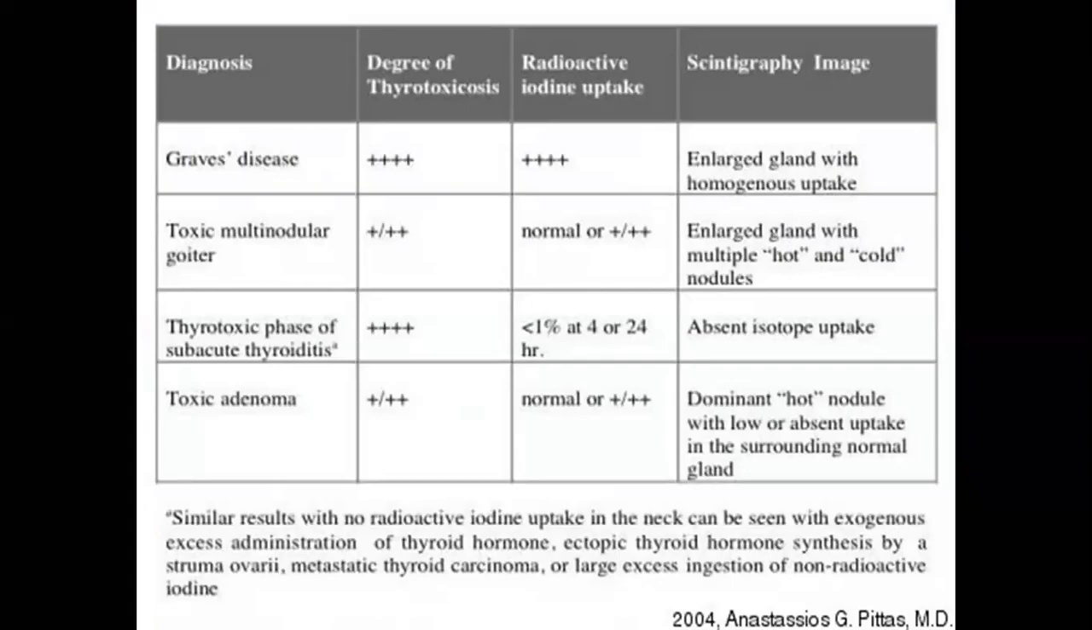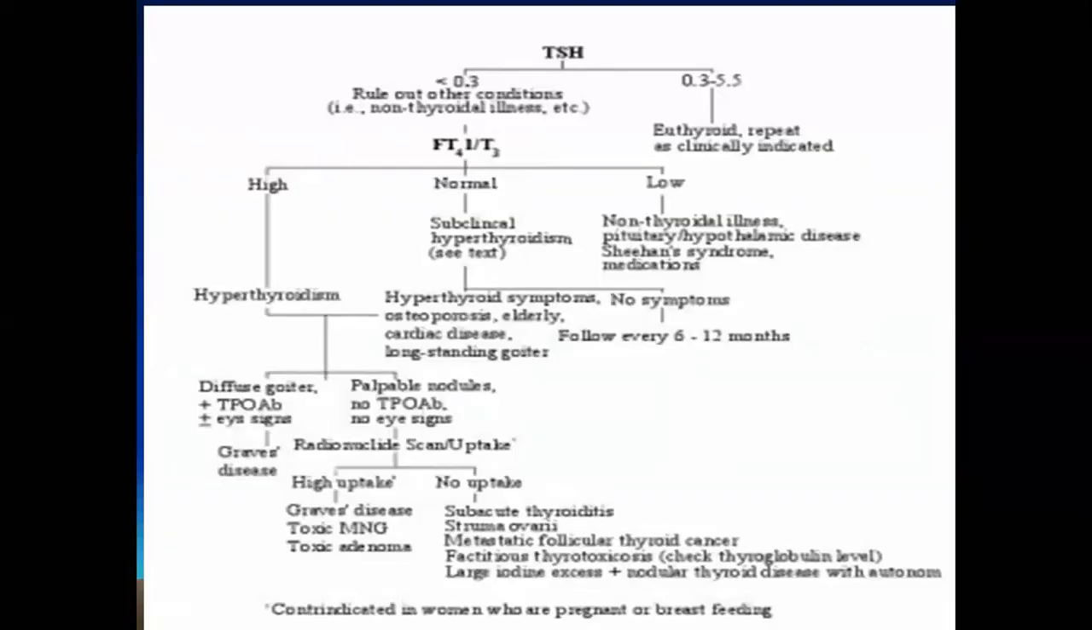Now, usually this slide shows that if you need antibodies, TP antibodies, you can go for that. Sometimes we don't need antibodies because the treatment is the same. So if you want to confirm more, then you can go for the antibodies, that is the TP antibodies.